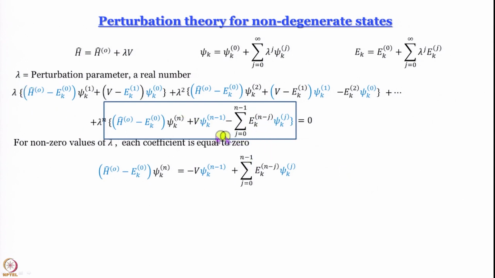So every coefficient of every power of lambda must be equal to 0 by themselves. So I have (H hat 0th minus E_k 0th) operating on psi_k nth is equal to minus V operating on psi_k (n minus 1)th plus summation j equal to 0 to n minus 1 E_k (n minus j)th operating on psi_k jth. Okay. Extremely useful equation, it is going to come handy time and again.